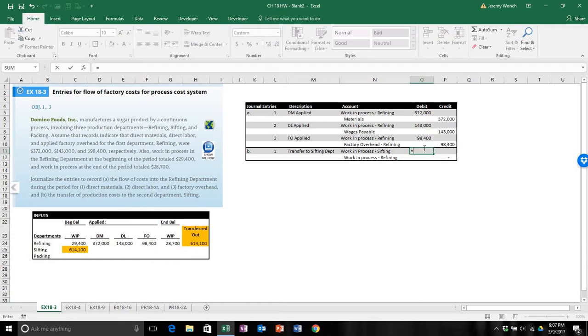And so in this case, it's going to be $614,400. So we increase work in process for the sifting department, and we take it out of the work in process for the refining department.